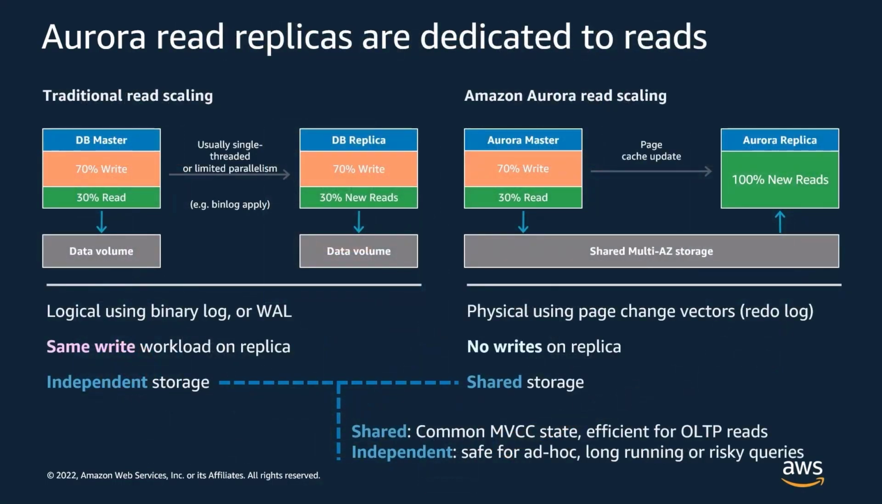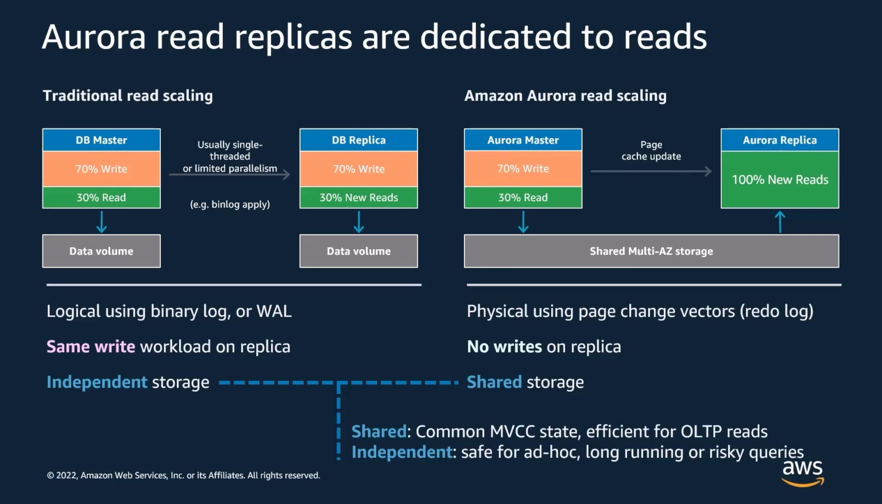Let's look at the Aurora read replicas. Aurora read replicas tend to be a lot more efficient at serving read requests when compared to a traditional read replica. On the left-hand side of this slide, you would see a traditional read replica. In a traditional database system, read replicas are serving reads, but they also have to redo all the writes that were done on the primary to stay synced, usually in a single-threaded way. This makes the readers only partially available for a read workload.